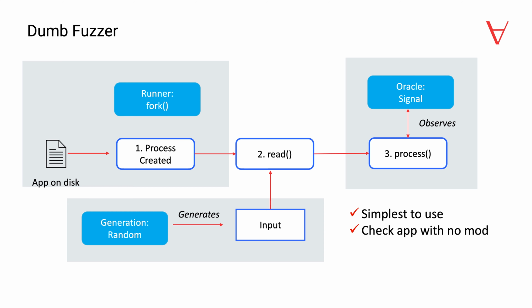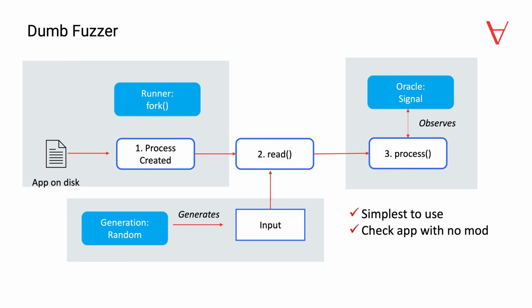Now this idea of a dumb fuzzer may seem, well, dumb to you. And it's pretty simple to implement. The nice thing about it is it's pretty simple to implement. You can just launch a process in a shell script by repeatedly causing fork. You can generate random input, and you can see if the program crashes.